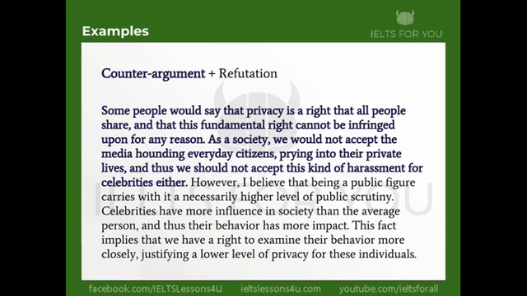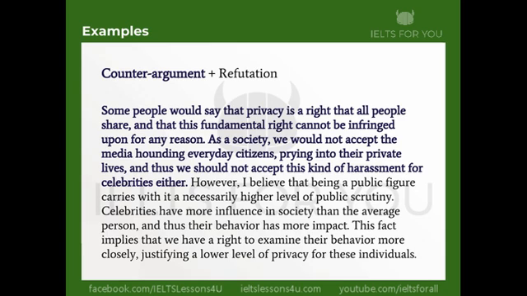Remember, our answer is that celebrities have no right to privacy, or we mostly agree that they have no right to privacy. So this counter-argument is the other side, why they should have privacy. So read it with me. Some people would say that privacy is a right that all people share, and that this fundamental right cannot be infringed upon for any reason. As a society, we would not accept the media hounding everyday citizens, prying into their private lives, and thus we should not accept this kind of harassment for celebrities either.